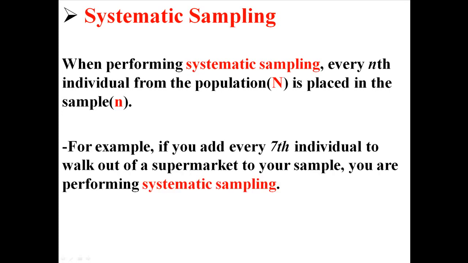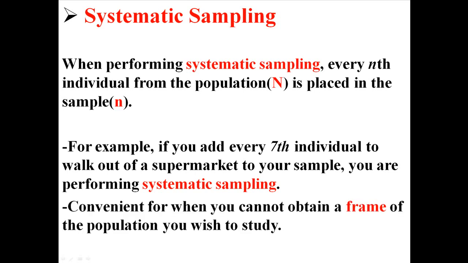There's also systematic sampling. When performing systematic sampling, every nth individual from the population is placed into the sample. And that might sound kind of weird, so let me show you. For example, if you add every 7th individual to walk out of a supermarket to your sample, you are performing systematic sampling. I mean, that way you don't need to know everyone in the population of supermarket shoppers. You can just add every 7th person and then you're done, and that's a lot easier. This is convenient when you cannot obtain a frame, which is a list of everyone in the population.